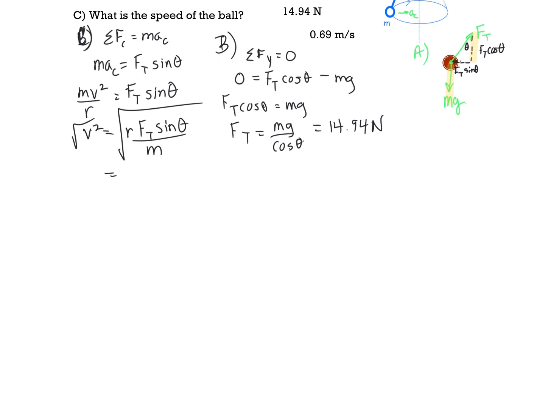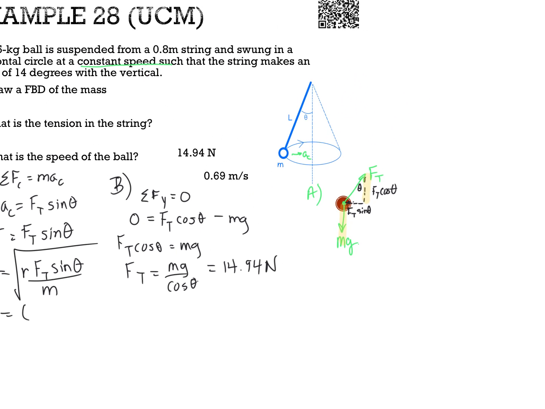R is going to be the radius is what? Ooh, we don't know what the radius is. Do we? You know what? I got to find the radius of this string. I know the length of the string is 0.8. So the radius of this circle, which I need right here, is going to be 0.8 times the sine of 14 degrees. So I got to plug that in.